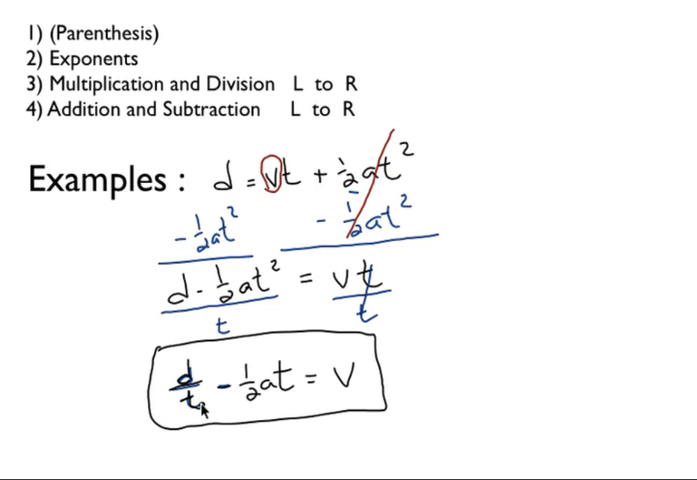So if we knew what d, t, and a were, we could analyze that and come up with a final number. Okay, so practice these. We're going to be doing a lot of them in class as we work through problems, but it's real important that you become comfortable with doing the algebra.